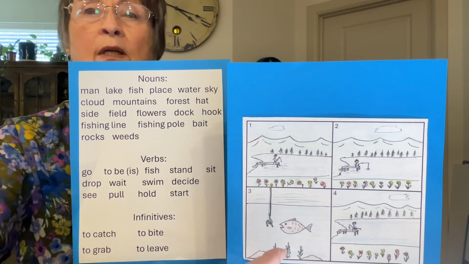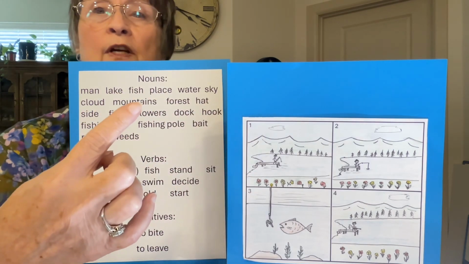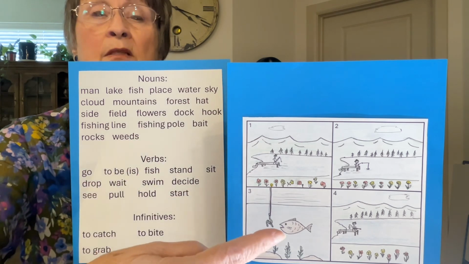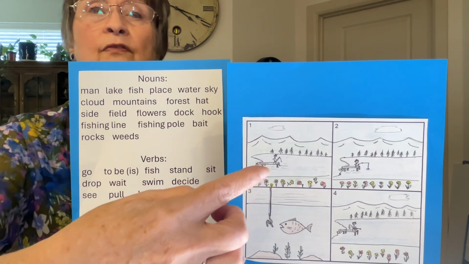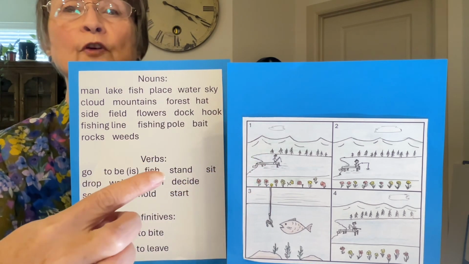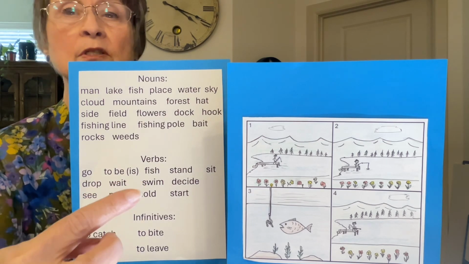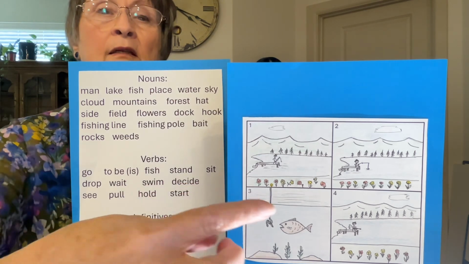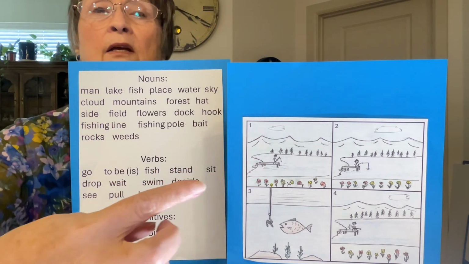Rocks, weeds, and these are nouns. Now, especially the word fish can be a verb, and you can use it that way if you want to, but this is fish, but he is also doing the action of fishing, so that's a possibility too. Verbs. Go, a form of to be such as is. Here's fish as a verb. Stand. Where is he standing? He's standing here. Okay. Sit.